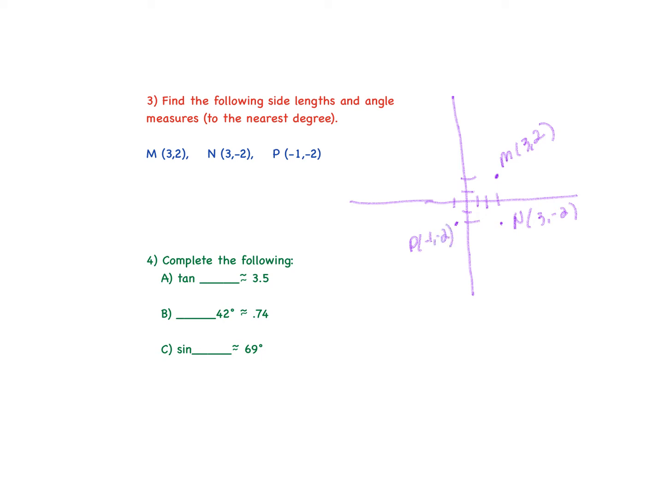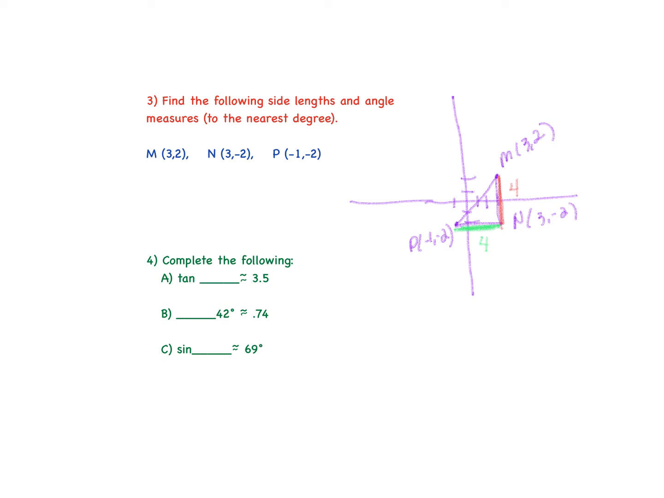All right, so I have this triangle here. First thing I need to know is the side lengths and the angle measures, okay? So let's find the side lengths. I know that the side length for MN, this side right here, is a vertical line, so it's the length from -2 to +2, so it's 4. Then I can find this side length here. It's the length from -1 to 3, which is also 4.